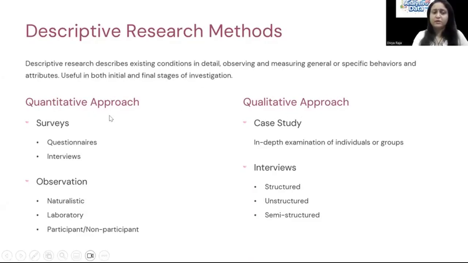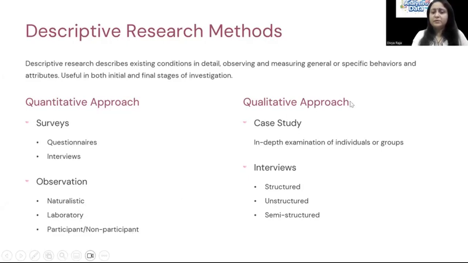Under quantitative, what are the methods we use? Surveys. Under surveys, the tools we use are questionnaires and interviews. Under observation method, we use naturalistic observation, and I've already discussed with you about the different types of observation, lab, and participant and non-participant observation.